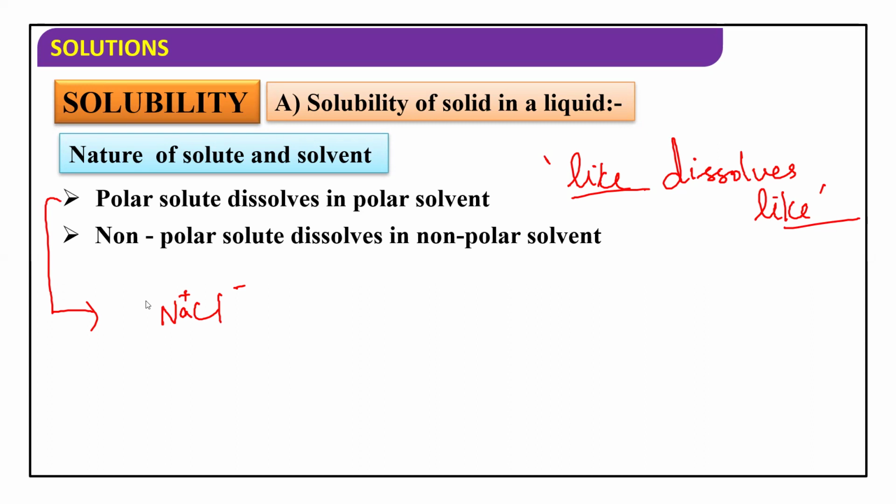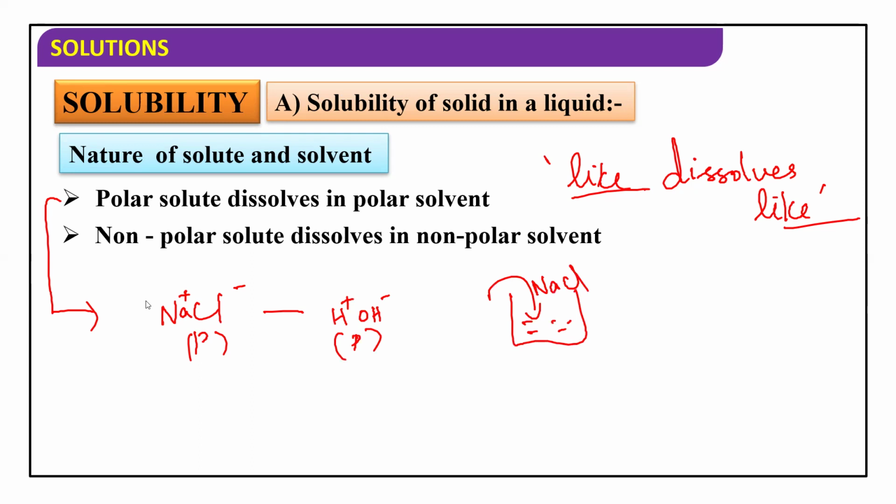So sodium chloride can be dissolved in a polar solvent only. So which is a polar solvent? Water is a polar solvent, right? Because in water we have H plus and OH minus. So both of them are polar. NaCl is polar, water is also polar. So sodium chloride gets dissolved in the universal solvent, water.